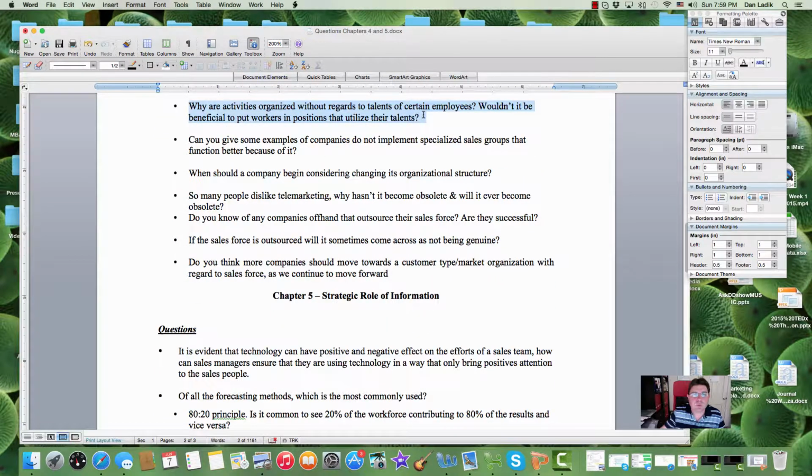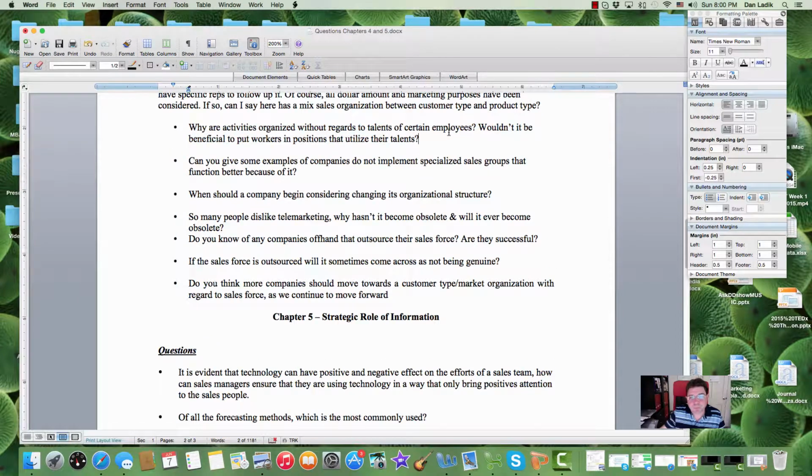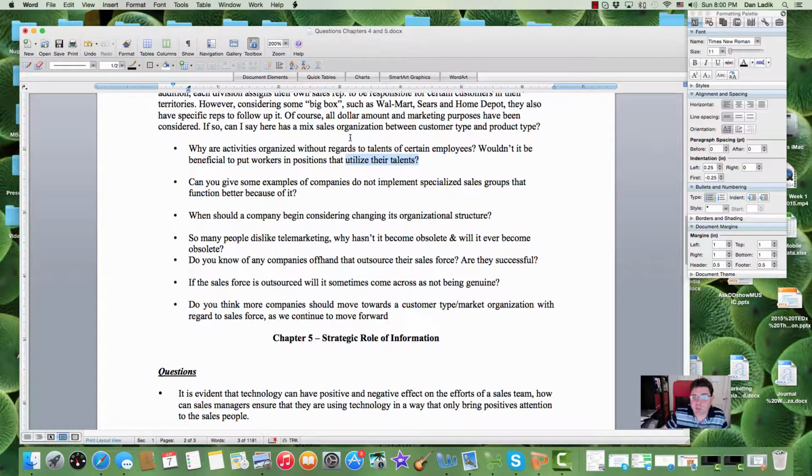Why are activities organized without regard to the talents of certain employees? Wouldn't it be beneficial to put workers in a position to utilize their talents? Well, yes. Untalented people get fired. Salespeople are on a very short leash. You might get 1 year, but you're certainly not going to get 2 years. So the talented people stay no matter what. Now, perhaps their talents are for a particular product or a particular region or a particular customer. Well, then sure, they get deployed in that direction.